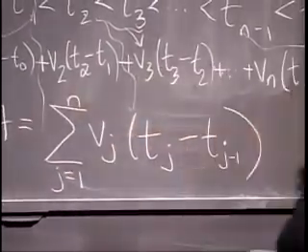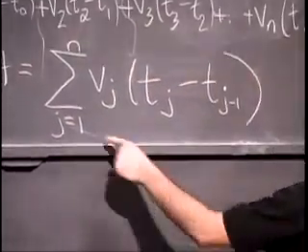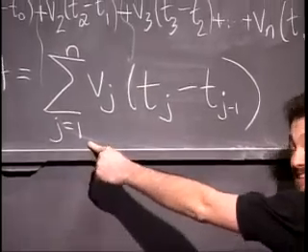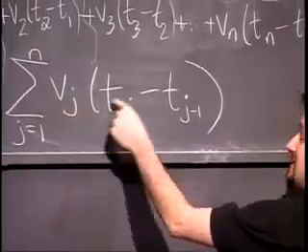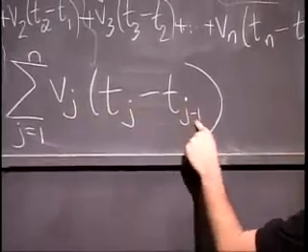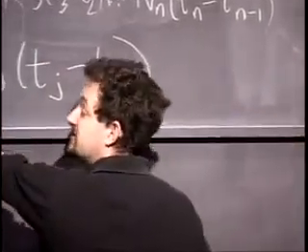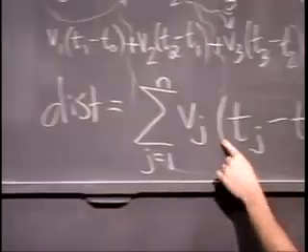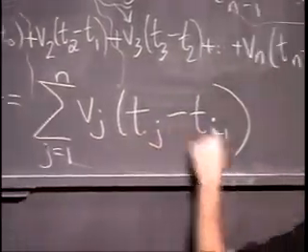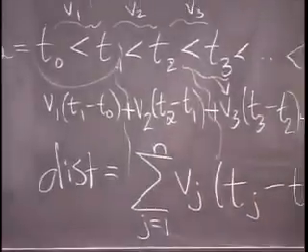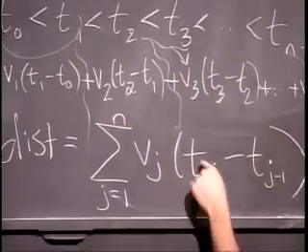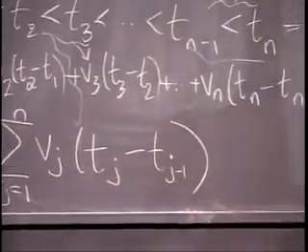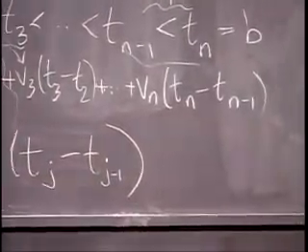And if you check this, you can see it's correct. For example, when j equals 1, you get v1 times (t1 minus t0). And that's exactly this quantity. When j equals 2, which will be the next one, you get v2 times (t2 minus t1), which is this. And so on until the last one, vn times (tn minus t(n minus 1)). Okay, so this sigma notation wraps up that distance in a very nice way.